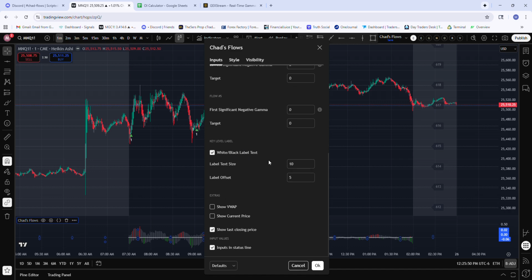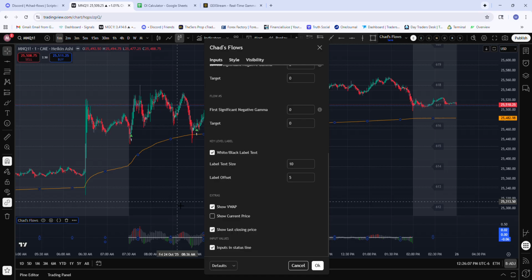Last couple things down here. I think I need to get rid of these two. I don't think those are applicable anymore, but you've got the black and white label text. Basically, if you're on a white background, you're not going to see the white ones, so you need to flip it so they turn black, and will show up on your chart.